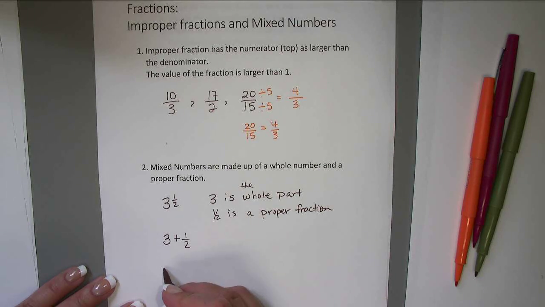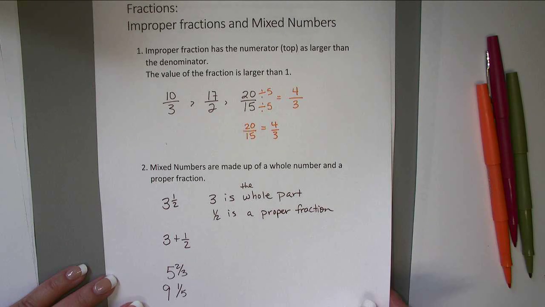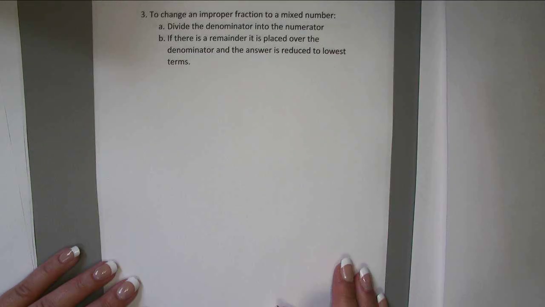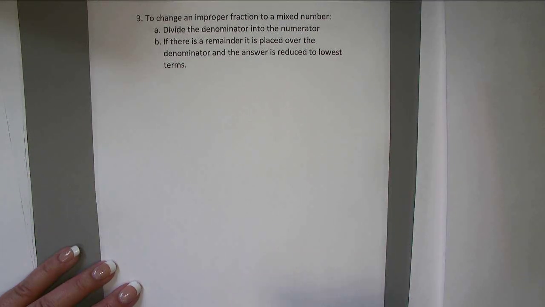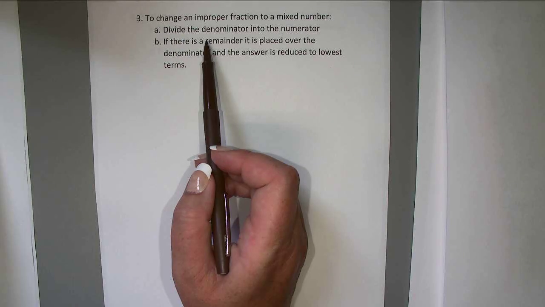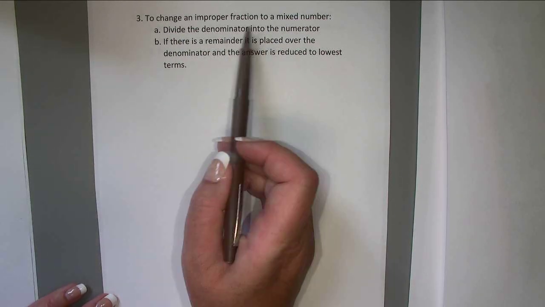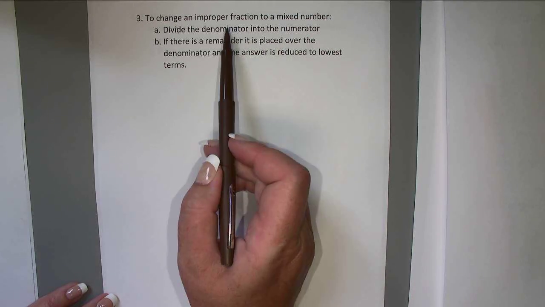So other mixed numbers, for example, 5 and 2/3, or 9 and 1/5. These are all mixed numbers. So we can change from an improper fraction to a mixed number, and from a mixed number to an improper fraction. We'll do that on the next page. But basically what we're going to do is divide the denominator into the numerator, either with a calculator or we'll do it by hand here.